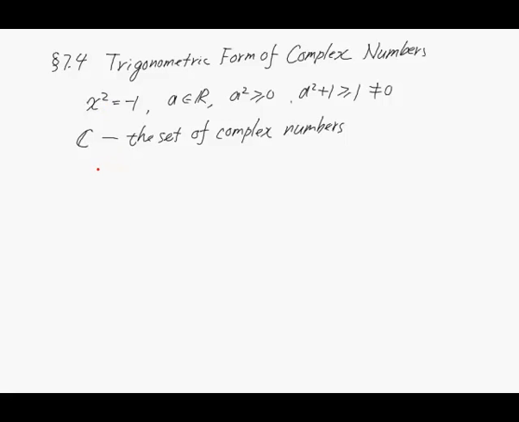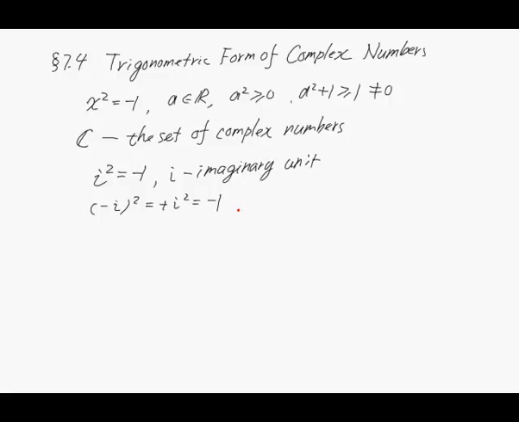One solution is called i. So let's plug this i into this equation. Then we have i squared equal to -1. So this i is called the imaginary unit. Its square is equal to -1. And this equation also has another solution, -i, because the square of -i is also equal to -1. So in this way, this equation has two solutions in the set of complex numbers.